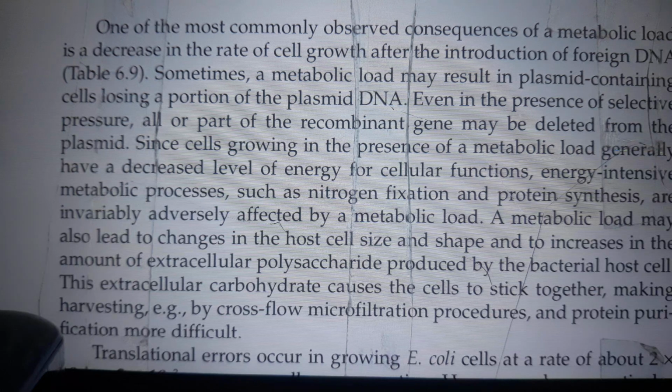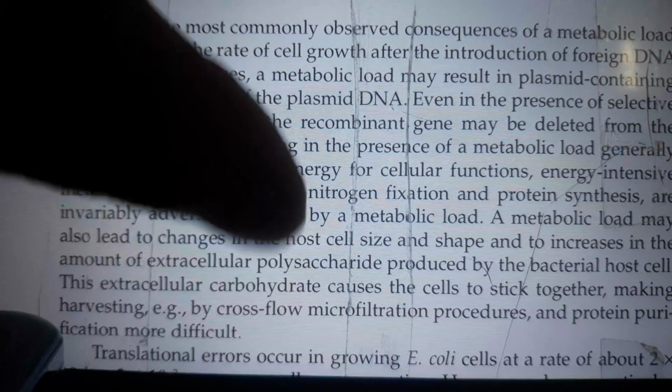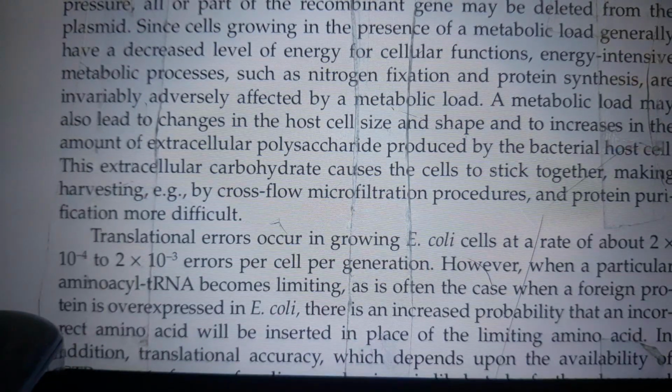A metabolic load may also lead to changes in the host cell size and shape and to increases in the amount of extracellular polysaccharide produced by the bacterial host cell. This extracellular carbohydrate causes the cells to stick together, making harvesting, for example by cross-flow microfiltration procedures, and protein purification more difficult.